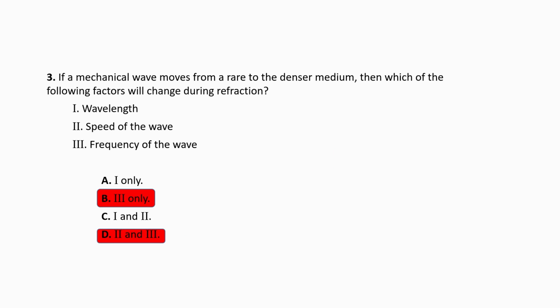When the frequency is not changing, that means the speed and wavelength will be changing. In that case, the speed and wavelength are directly proportional to each other. So both will be altering here in refraction. That means we can eliminate 1 only as well. Only the wavelength cannot be changed, because if we change the wavelength, it will automatically affect the speed of the wave as well. So the correct option is C, 1 and 2.